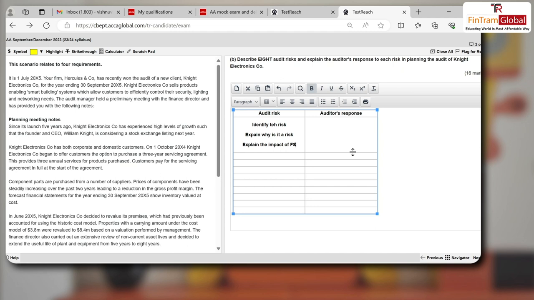Because if you mention these 3 things, you can easily get that 1 mark for each audit risk. Okay, folks, so remember that. Now, how exactly do you identify the risk? That's kind of easy. You just have to copy-paste the instance from the scenario. Okay, folks, for example, I'll show you a typical example here.